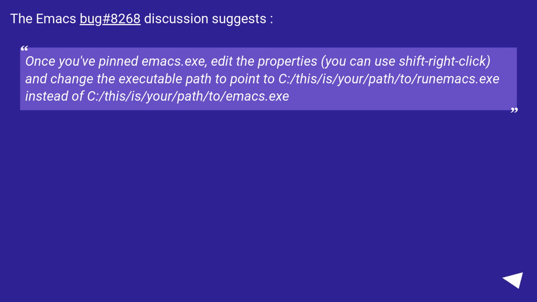The Emacs bug number 8268 discussion suggests: once you've pinned emacs.exe, edit the properties. You can use shift right-click, and change the executable path to point to c:/this/is/your/path/to/runemacs.exe instead of c:/this/is/your/path/to/emacs.exe.